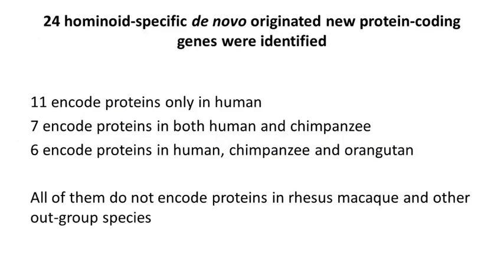Using our pipeline, we identified 11 human-specific de novo protein coding genes, 7 human and chimpanzee-specific de novo protein coding genes, and 6 human, chimpanzee, and orangutan-specific de novo protein coding genes. All of them do not encode proteins in rhesus monkeys and other outgroup species.